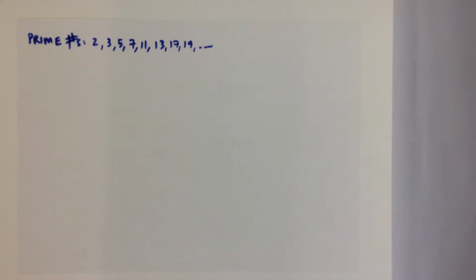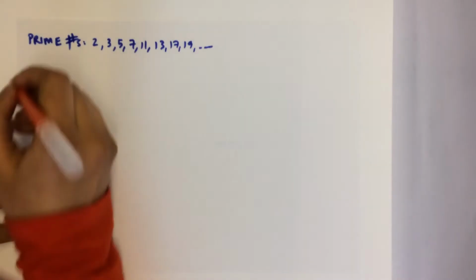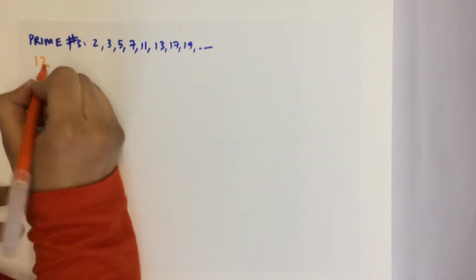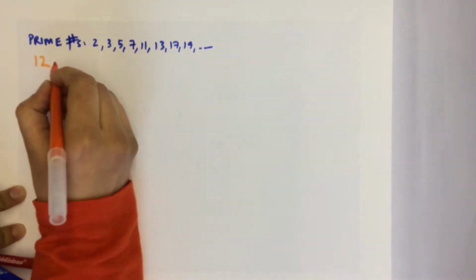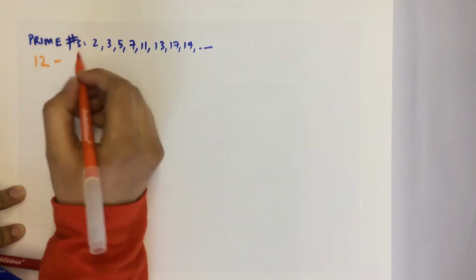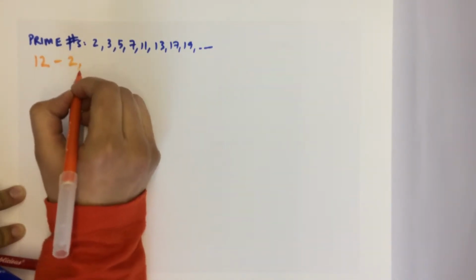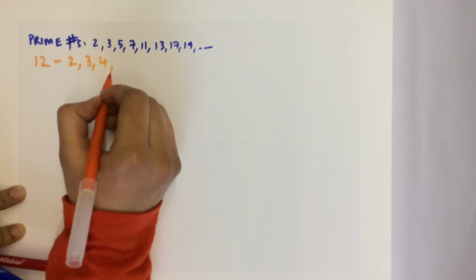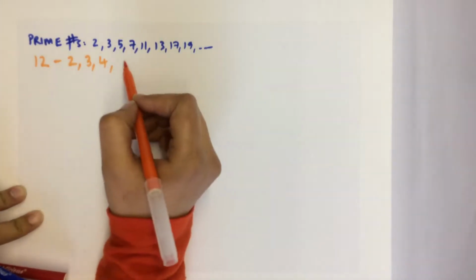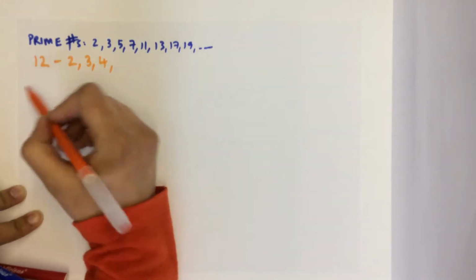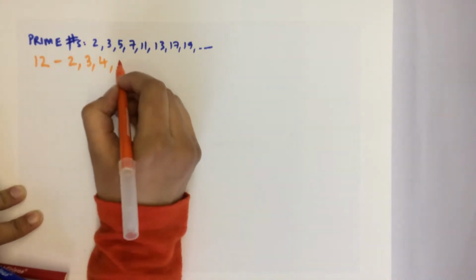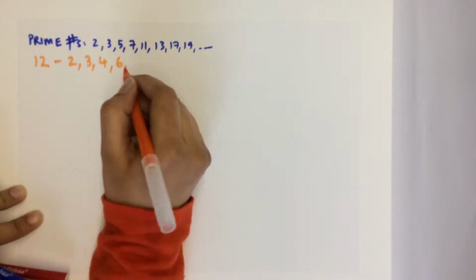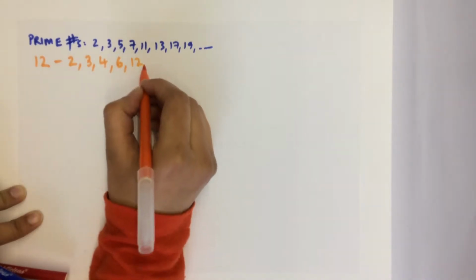Moving on, the number 12. The number 12 is divisible by 2, 2 6 times 12. 12 is divisible by 3, 3 4 times 12, so obviously by 4 as well. 5 2 times 10, 5 3 times 15, so 5 does not completely divide 12. 6 2 times 12, and then 12 1 times 12.